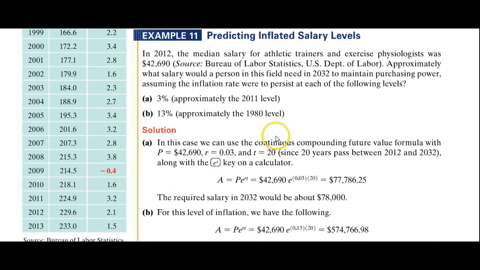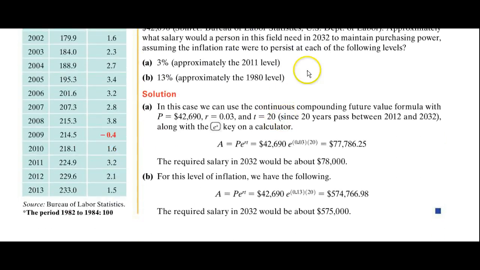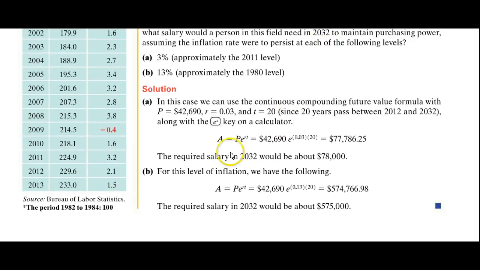Okay. Well, fortunately they have this worked out for us, that we're going to take A, which is the future amount. Here was 42,000 or so. e is in our calculator, and it looks like this: e to the exponent of x.